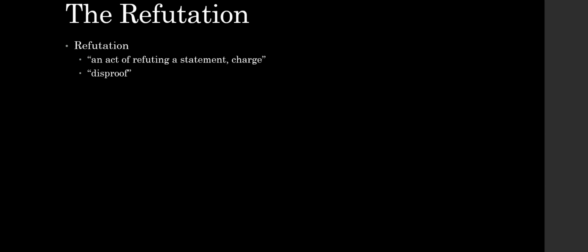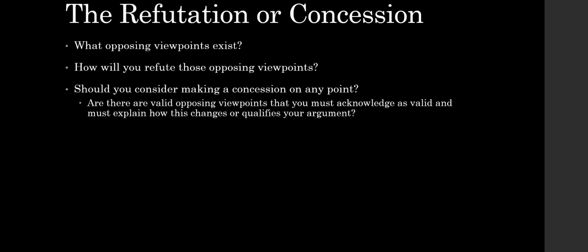As you move to the refutation, keep in mind that a refutation is an act of refuting, which means to disprove a statement or an argument. You'll want to first consider whether you have a refutation or a concession that opposing viewpoints absolutely exist. Remember, reasonable minds can disagree, and very few things in life are completely black or white. There's a lot of gray area. So, what opposing viewpoints do exist? Should you refute them, or should you make a concession? And how are you going to practice one of those techniques in your essay?